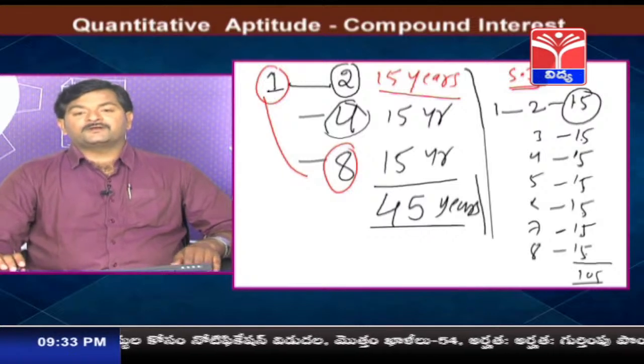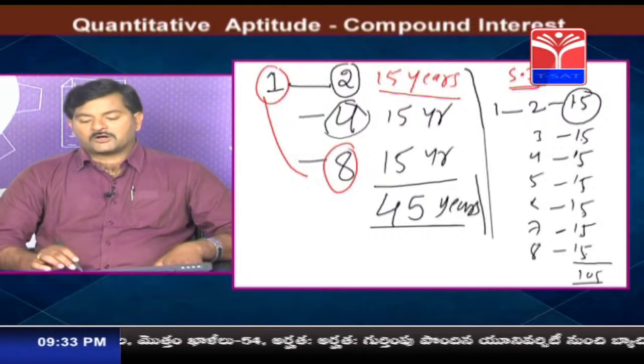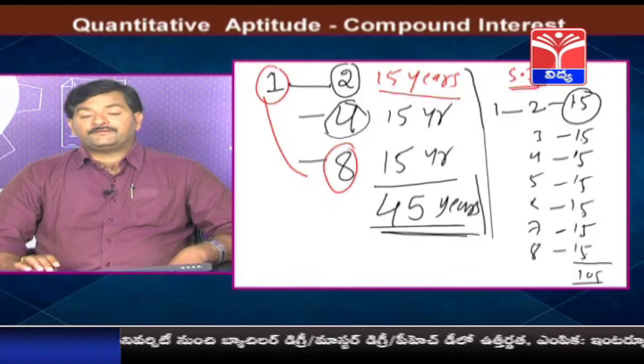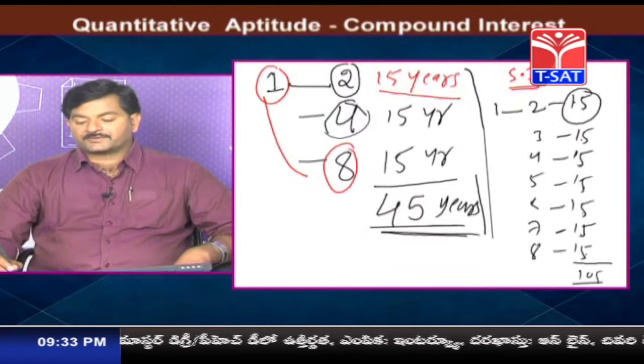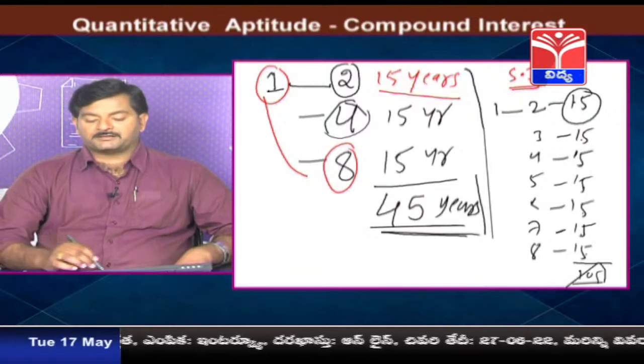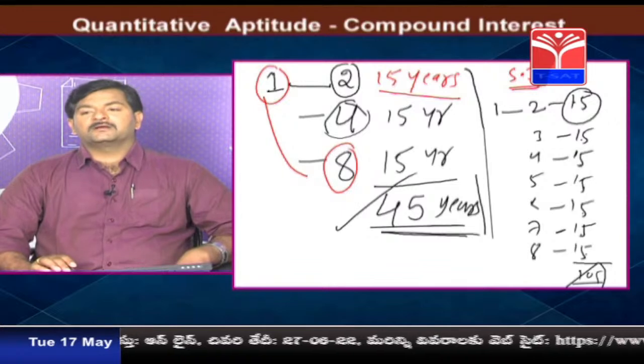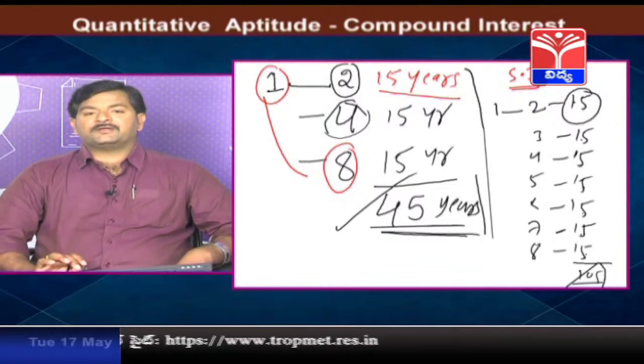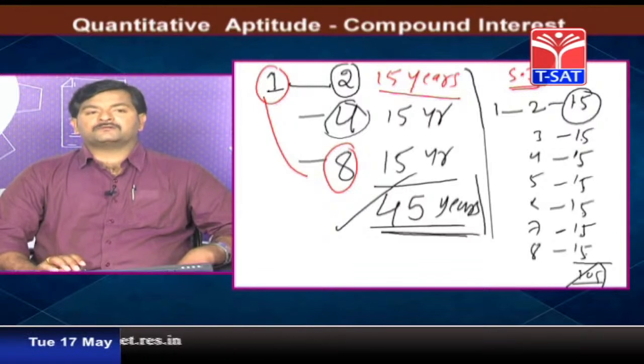If it is a case of compound interest, how many years are required? 45 years are required. If it is a case of simple interest, how many required? 105 years required. But remember, the question is asked to find for only compound interest. Hence our answer equals how many years? 45 years. I hope you understood what I am saying.